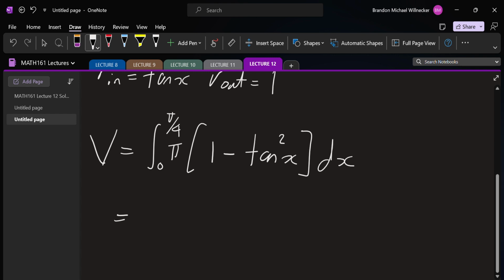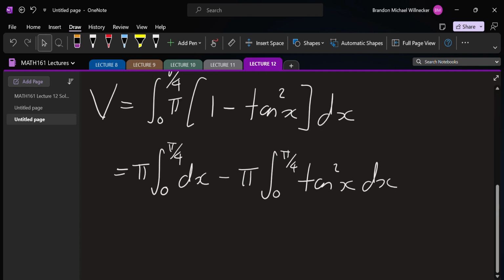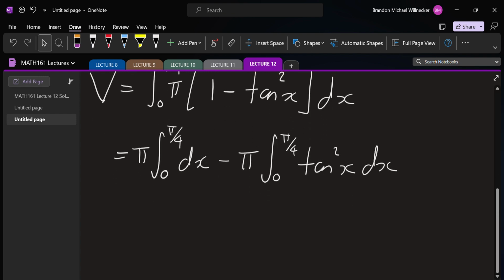So that's going to be, here we can split this up. If you know it in one step, if you know the integral of tan squared, that's fine. I'm going to split it up. So we're going to have pi integral from 0 to pi over 4 dx times pi integral 0 to pi over 4 tan squared x dx. And we can just work with that separately.